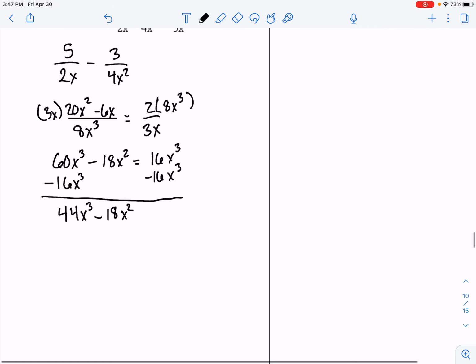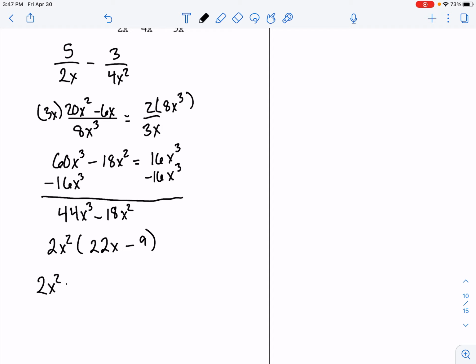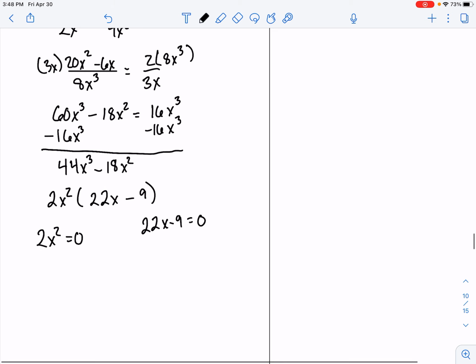From here, I'm going to factor. 2x squared is the greatest common factor. I'm left with 22x minus 9. From here, you want to set each of your factors equal to 0, and then solve for x.